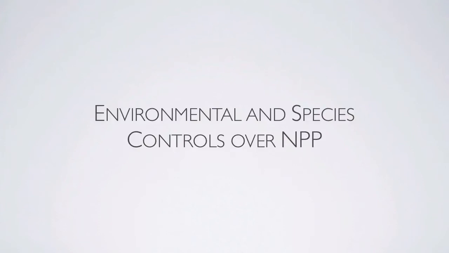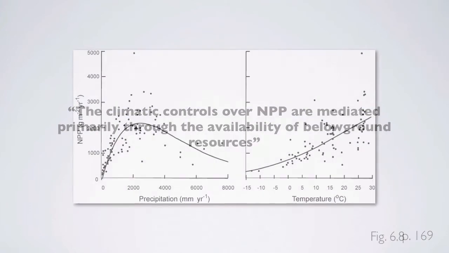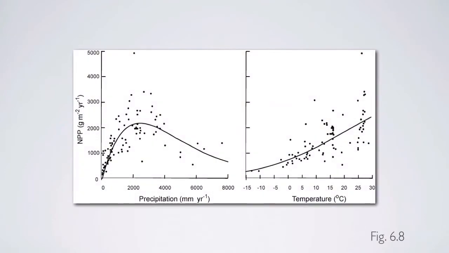Net primary productivity is also influenced by environmental conditions and the types of species that are present in an ecosystem. The climatic controls over NPP are mediated primarily through the availability of below-ground resources. So here is a figure that shows net primary productivity across a wide range of ecosystems. We're going to take a look at NPP as a function of precipitation and temperature.